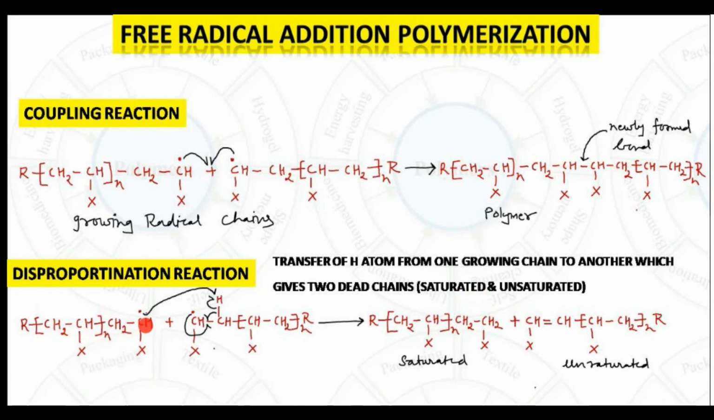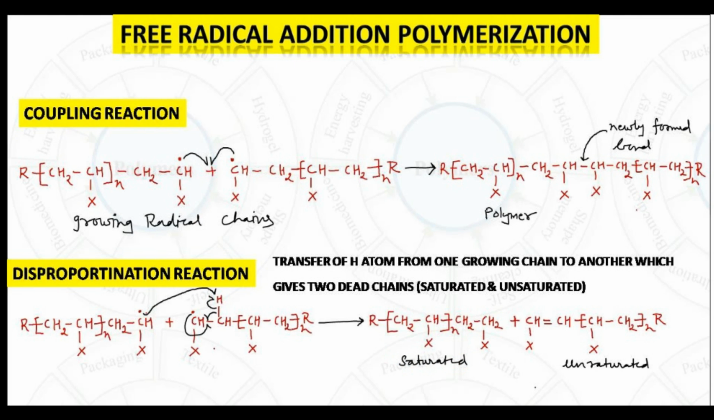This is the growing chain, this is another growing chain, and hydrogen transfer is taking place. So this hydrogen which is present here in this CH2, this bond will now cleave. One of the electrons will go to this hydrogen atom, and one active electron will grab this hydrogen radical, and this will put CH2 here. So here you can see CH2X, and this is the saturated part, because it is getting hydrogen.